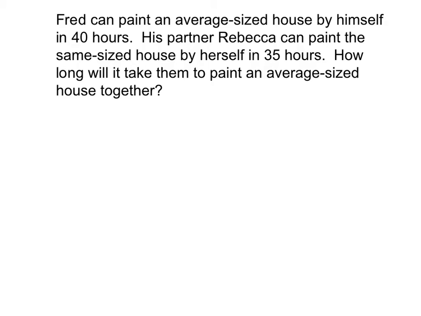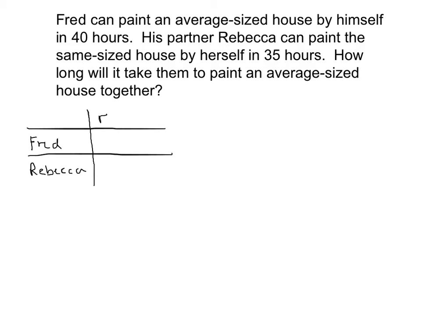Now, the nice thing about these problems is we can use a table like we have in the past to help us organize the information and develop the proper equation. So I'm going to use a table here that is going to involve Fred and Rebecca. And in my columns, I am going to be looking at their rate, their time, and now what I'm going to look at is the part of task.